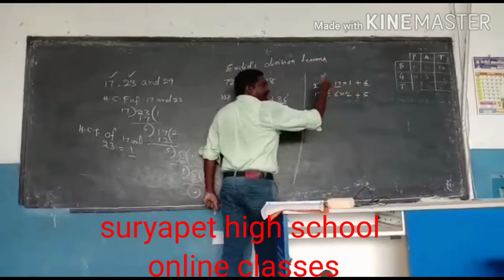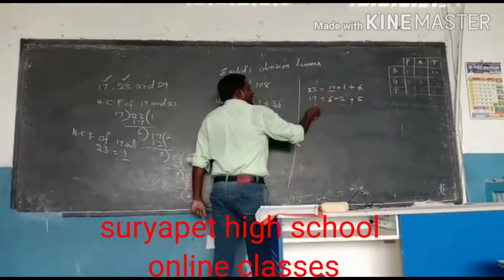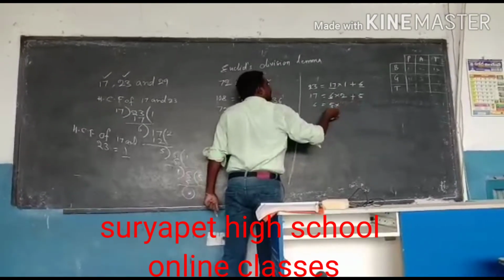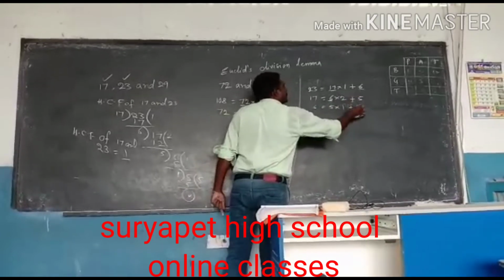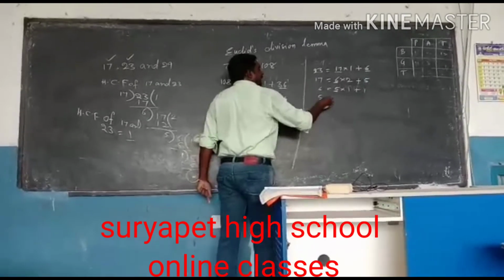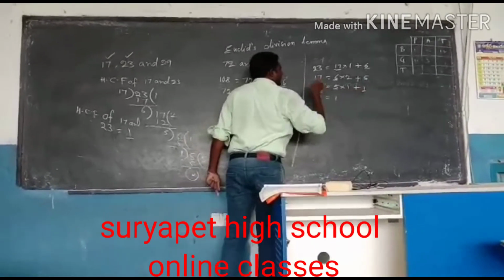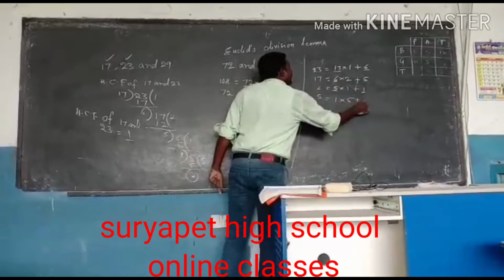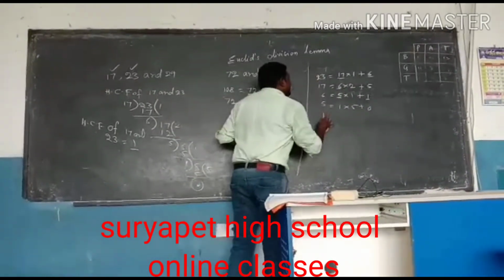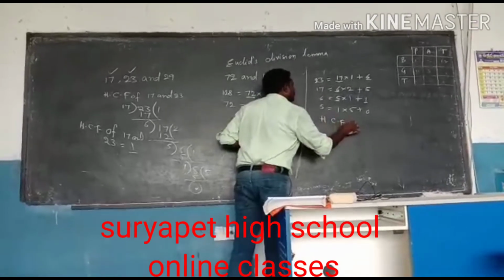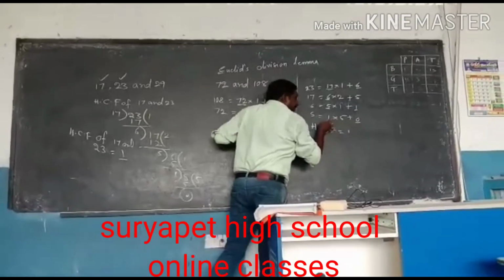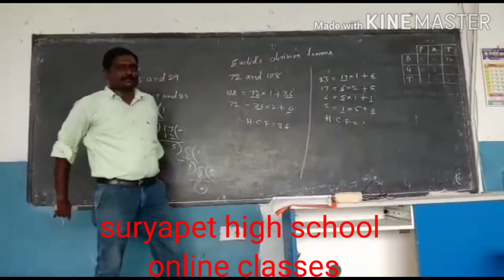Again we get a remainder. So I am taking 6 as a dividend and 5 as a divisor. 5 ones are 5, 1 is the remainder. Again I am taking 5 as a dividend and remainder 1 as a divisor. 1 fives are 5, the remainder is 0. Here we get the remainder 0. So the HCF answer is equal to 1. Where we get the remainder 0, that divisor is the HCF answer.